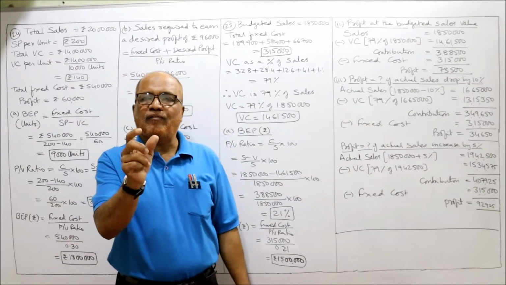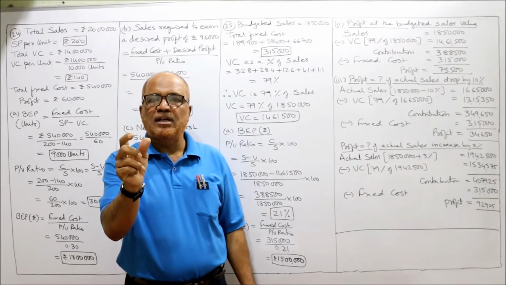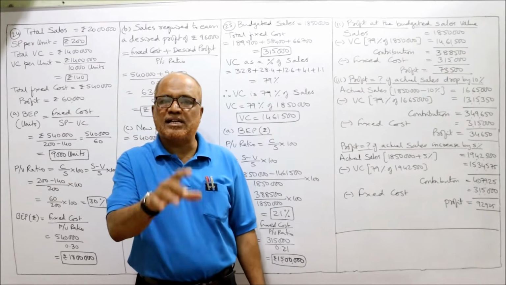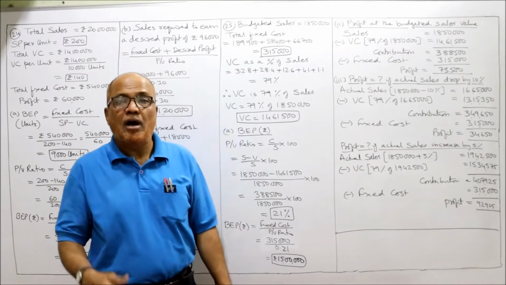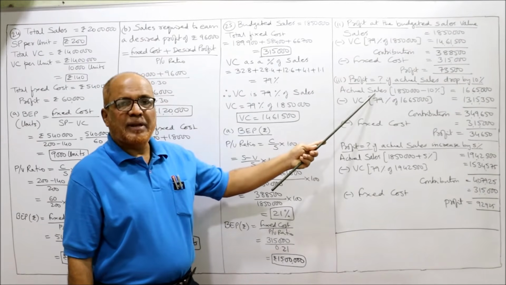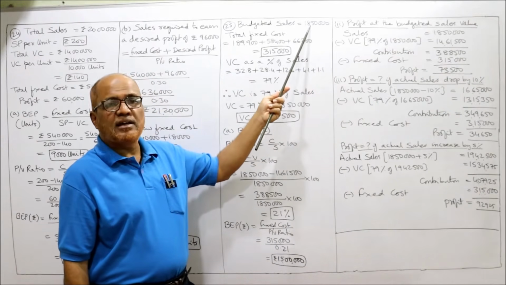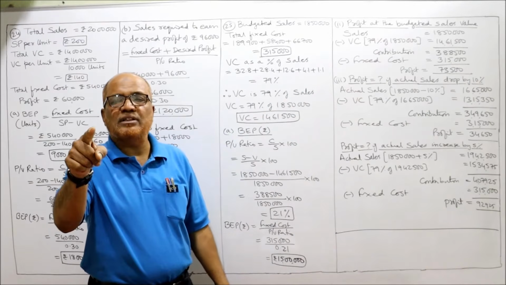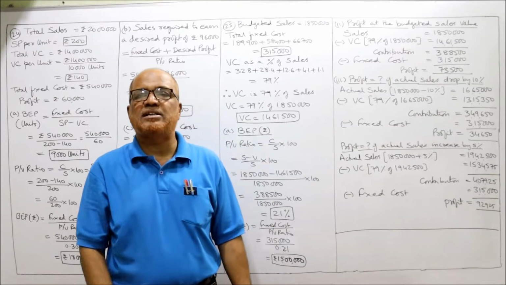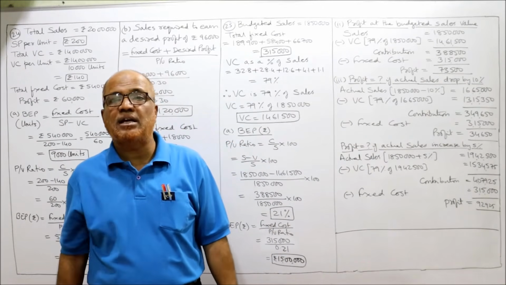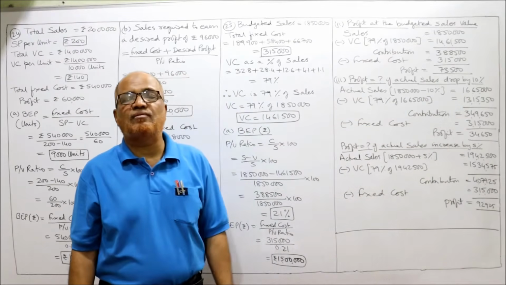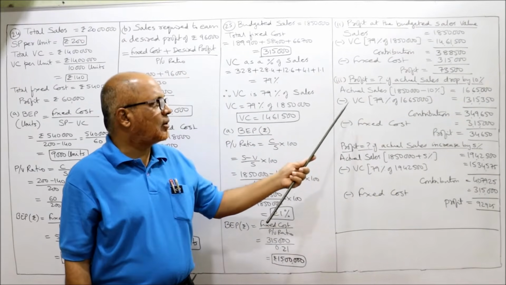Third bit, profit is equal to how much if sales drop by 10%. If actual sales drop by 10%, how much would be the profit? Now, actual sales. Presently, what is the budgeted sales? 18,50,000. From 18,50,000, we subtract 10% because it is given that if sales decreased by 10%, so 18,50,000 minus 10%, 16,65,000 is the sales. Now variable cost.